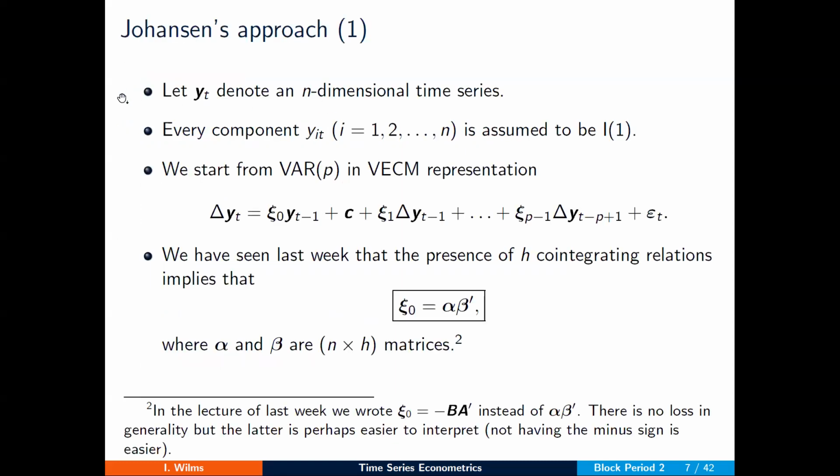We will denote the n-dimensional vector of non-stationary time series by y_t. And in this course, we will assume that each component in this vector is integrated of order 1. Johansen's co-integration framework then starts from the vector error correcting representation from last week. So the vector error correcting representation. What does this system of equations look like?